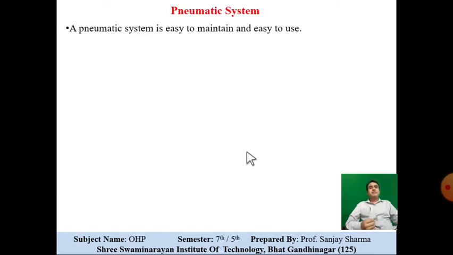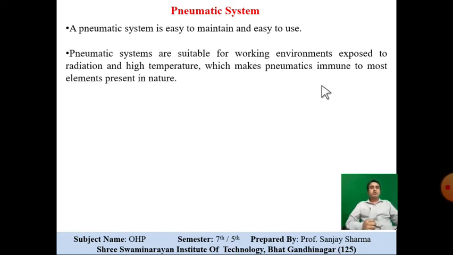A pneumatic system is easy to maintain and easy to use. This is one of the advantages, that this system is very easy to maintain. Pneumatic systems are suitable for working environments exposed to radiation and high temperature, which makes the pneumatic immune to most elements present in nature. Friends, where there are working environments where radiations are there, in that case also the pneumatic system is safer to use.